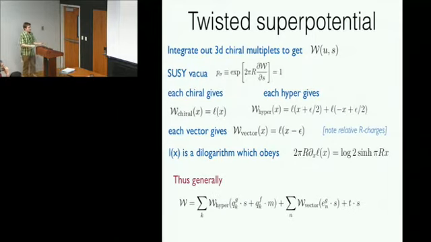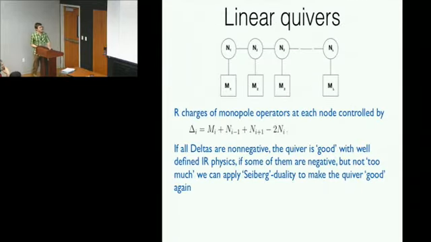So generally, this W looks as follows. You take contribution from all hypermultiplets, you integrate out, and all the vector multiplets you integrate out, and then plus a linear term, which has a phi term times the S times the gauge field. Now, we'll be looking at linear quivers.